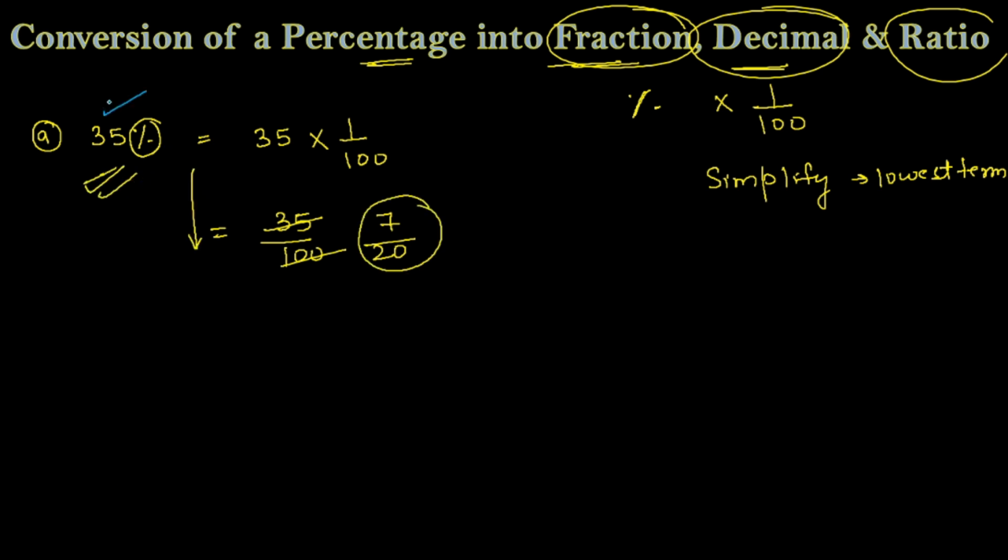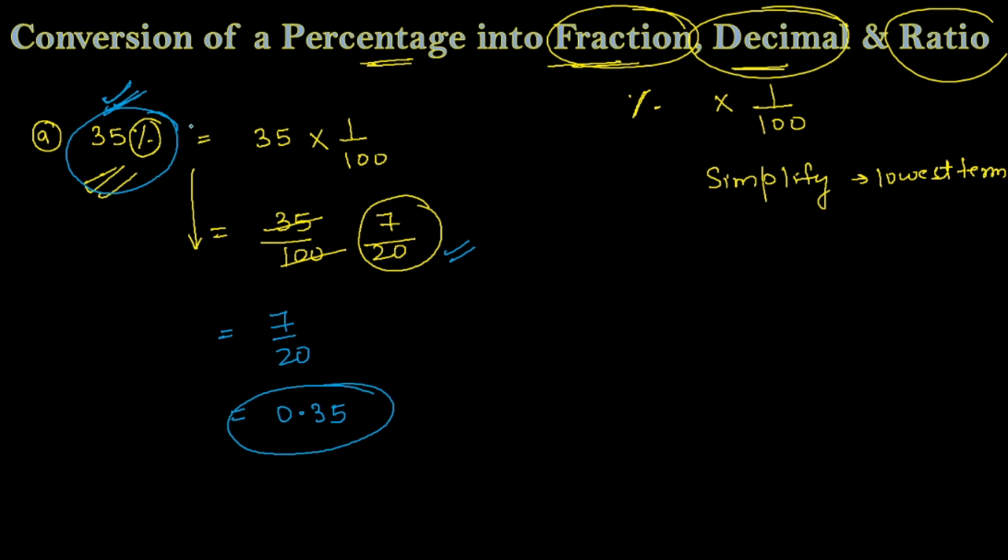Now to convert this percentage into a decimal, we'll follow the same step. You will simply divide 7 by 20 and you will get 0.35. So you have just converted 35% into a decimal number. Now you have to convert 35% into a ratio. Again you will follow the same step and over here you will write this fraction in the form of a ratio, that is 7:20. So you will get 35% in the form of a ratio.